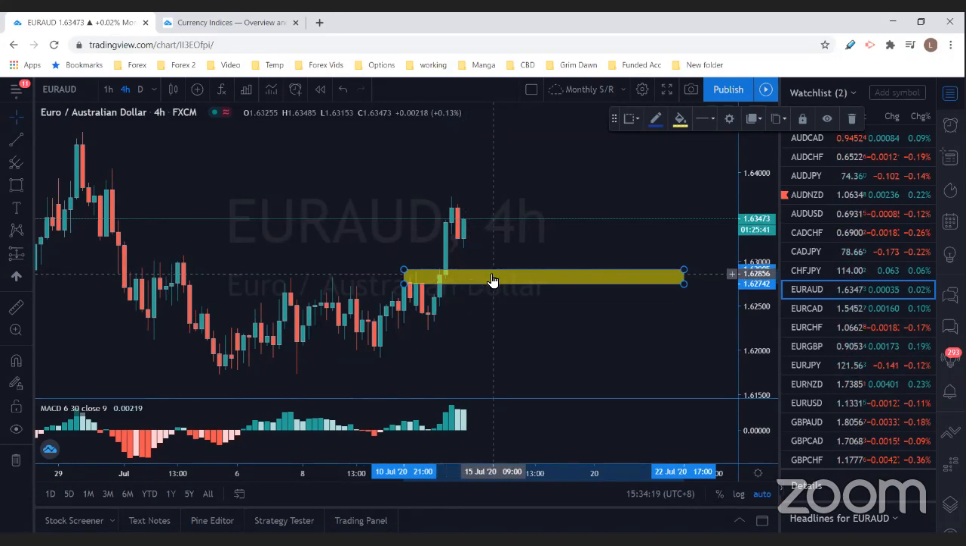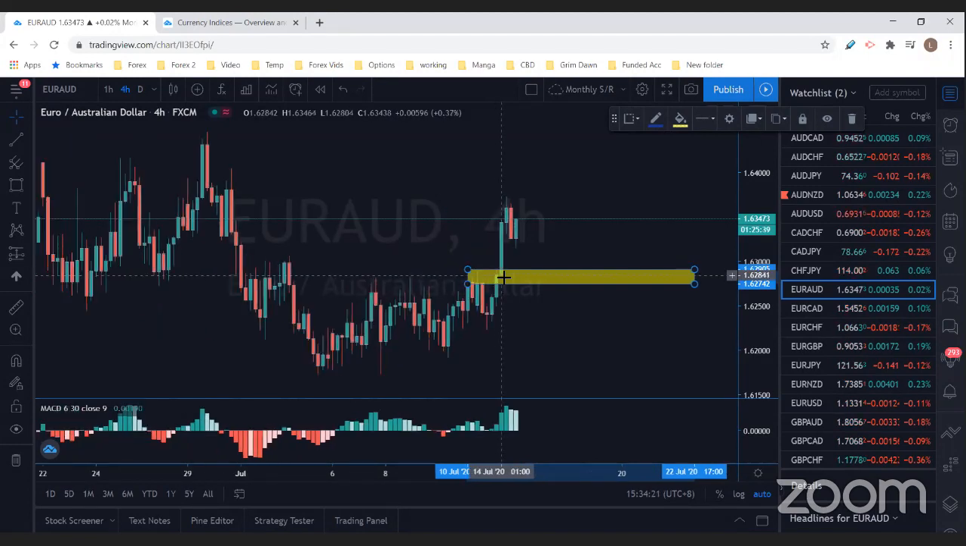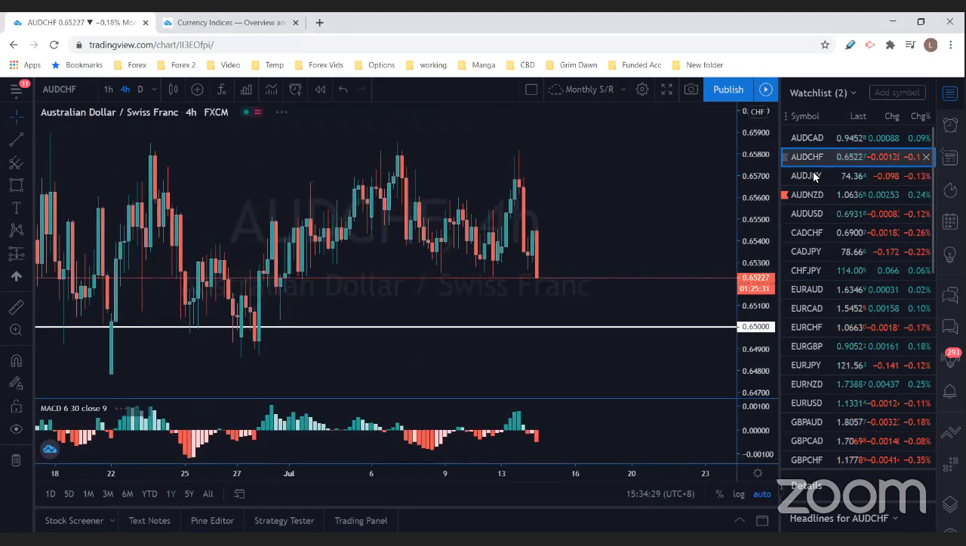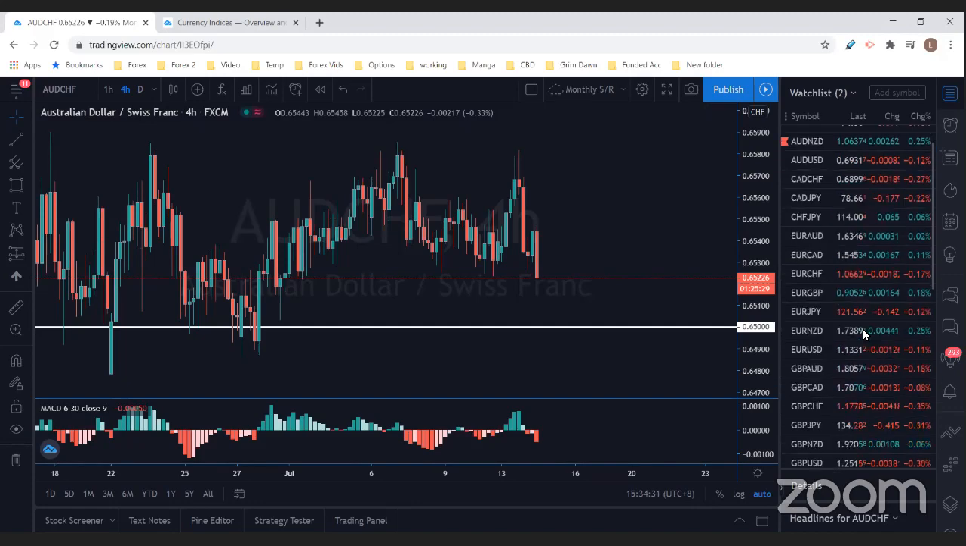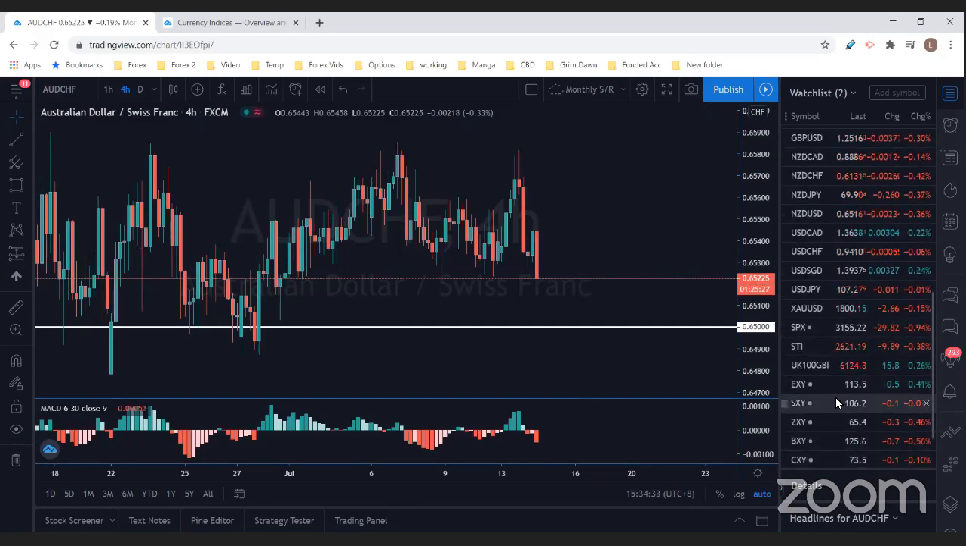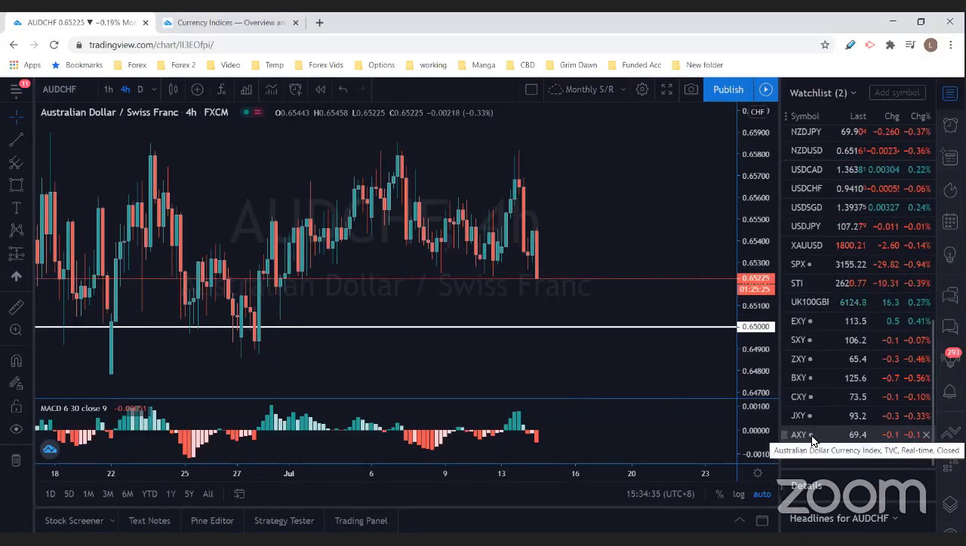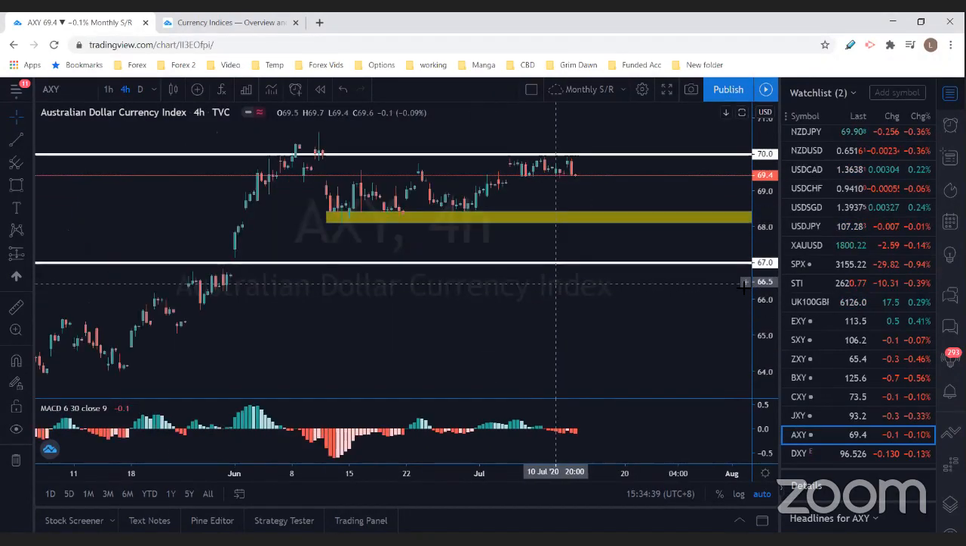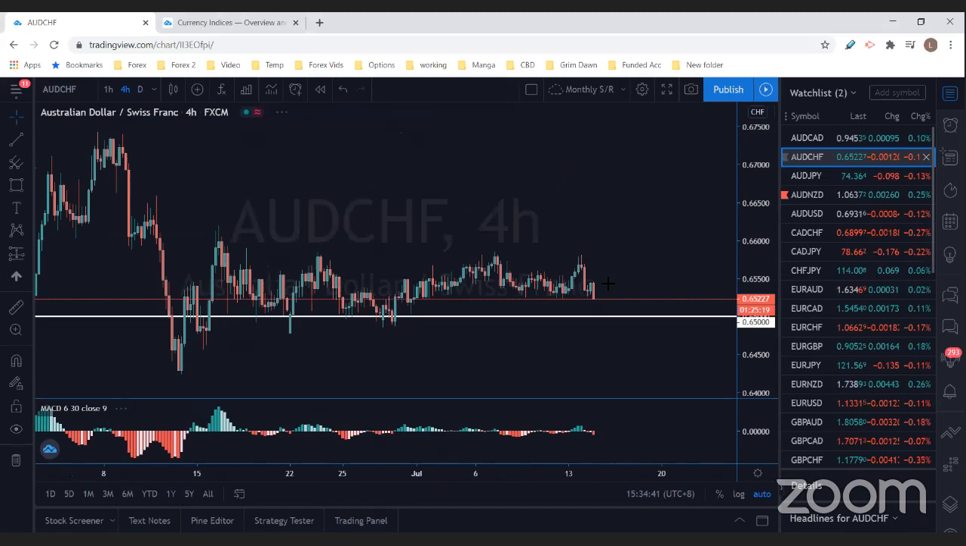Yeah. Price may very well not come to this level in the first place. Yeah, so we shall see how that goes. But at least my bias for Euro Aussie is to go long. Aussie Swiss, let me look at it. Aussie Swiss, so always switch my biases to go short.